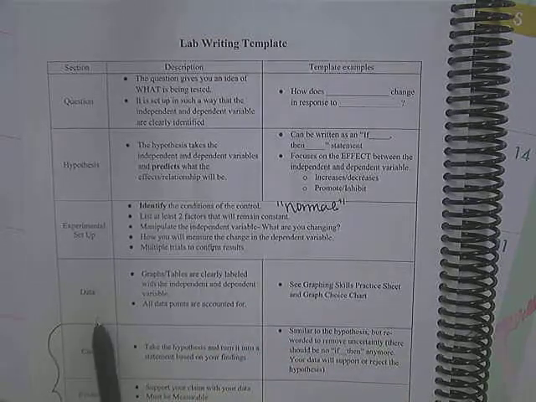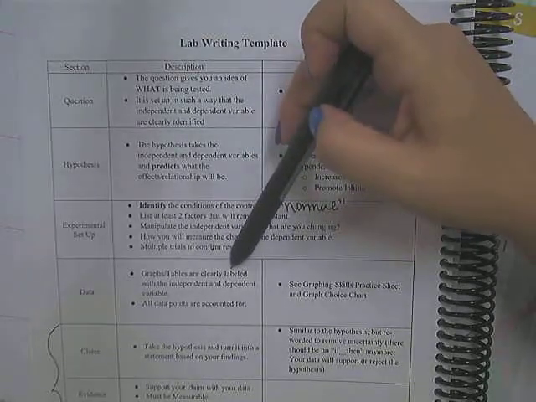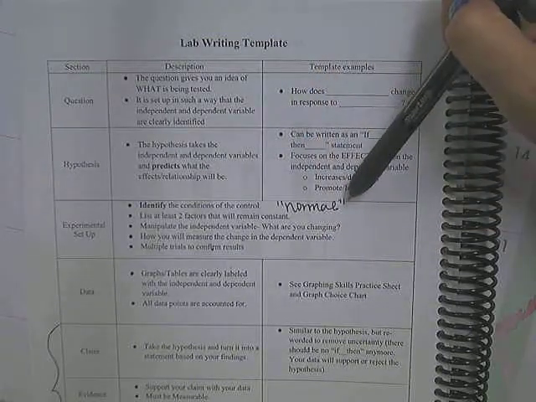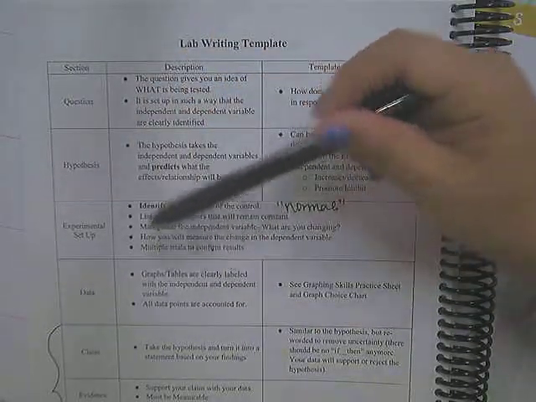The next section is the data section. Graphs and tables have to have their axes labeled. Make sure you account for all data points. That does include the control as well. We are going to be practicing a lot of this during the school year. It is a specific science skill we're going to focus on.